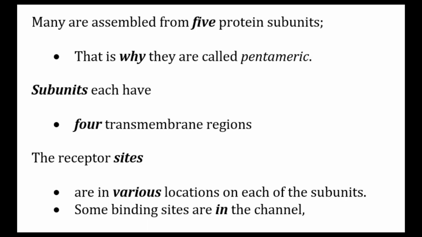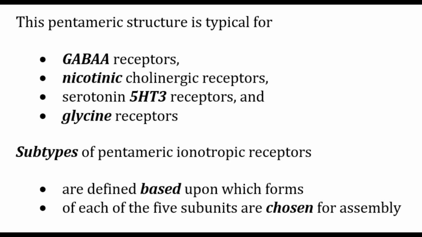Pentameric subtypes. These are assembled from 5 protein subunits, hence the name. Each subunit has 4 transmembrane regions. The receptor sites are in various locations on each of the subunits. Some binding sites are in the channel itself. This pentameric structure is typical for GABA, nicotinic, serotonin, and glycine receptors.